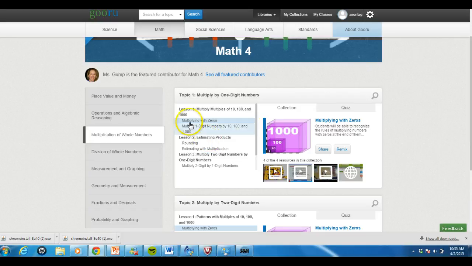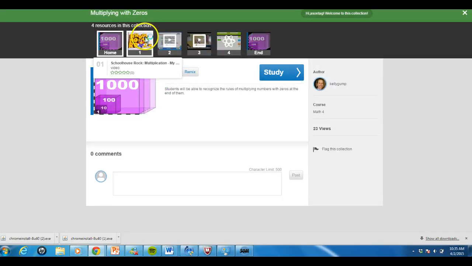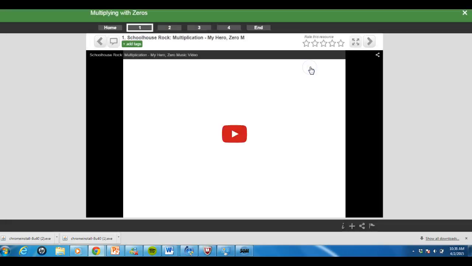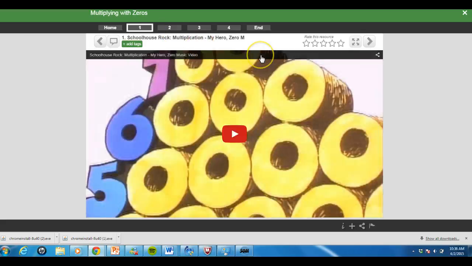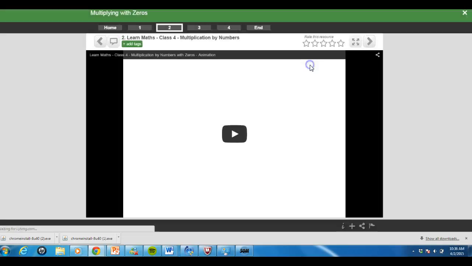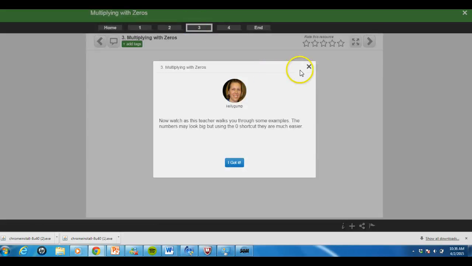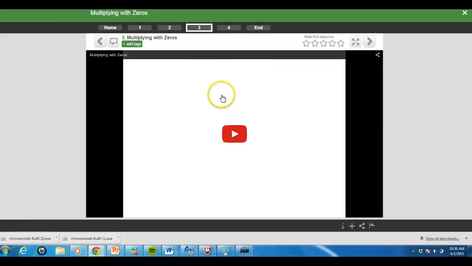And the lesson we're going to do is multiplying with zeros. I found this resource very valuable. There's a collection of different information that can be used for this lesson. First, it starts with the Schoolhouse Rock video that the kids would be very interested in. There would be music to help them understand multiplication. Another short video of multiplication adding with zeros. Here are examples that the teacher will use so students can follow along.